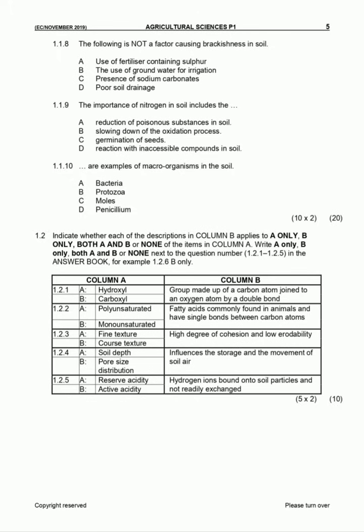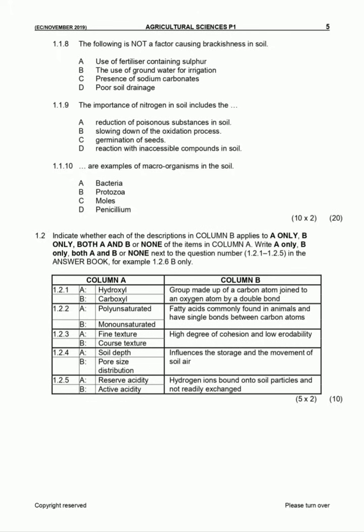Now, question 1.2, it's always match column A and column B. So what you need to do is you read from column B, then you match with column A. But when it comes to your answer, you only write either A only or B only, or both A and B or none. That's the only thing you write. So guys, these are easy marks that you have to get, right? Okay, let's look at this one.